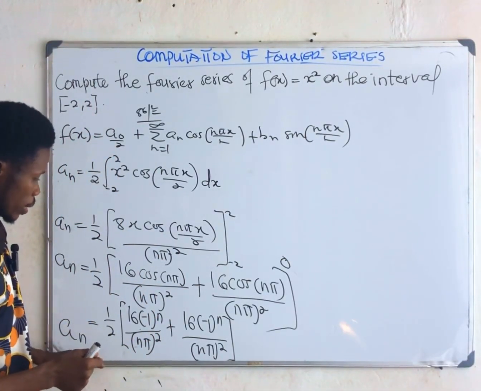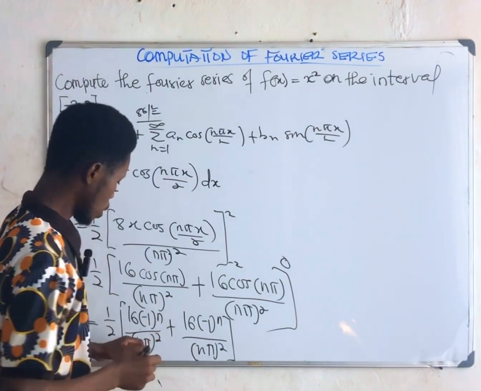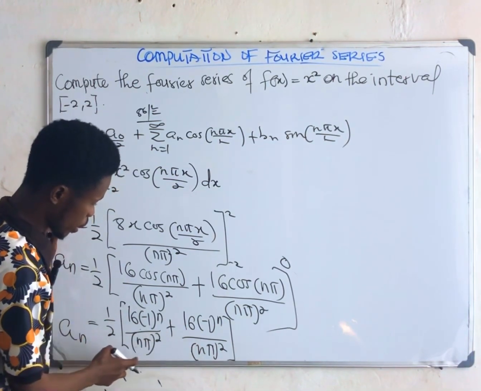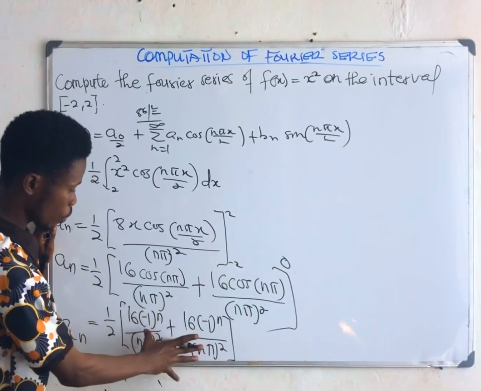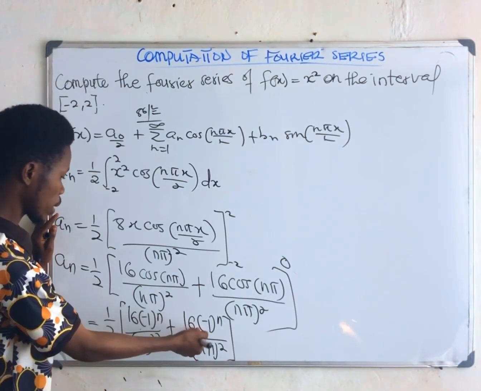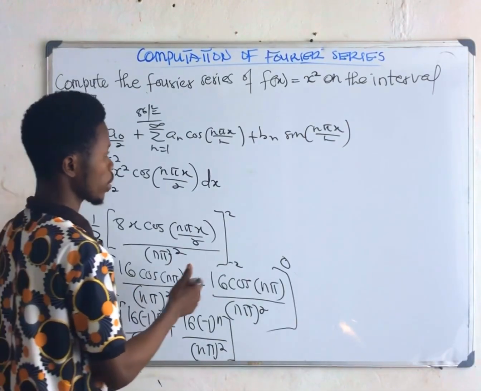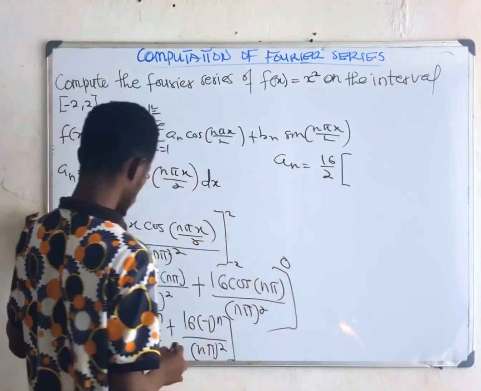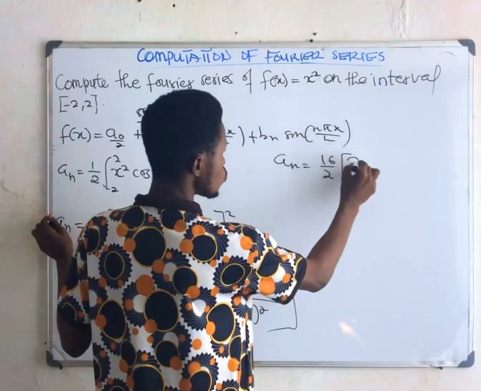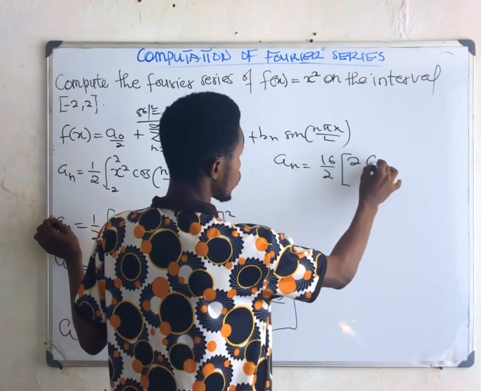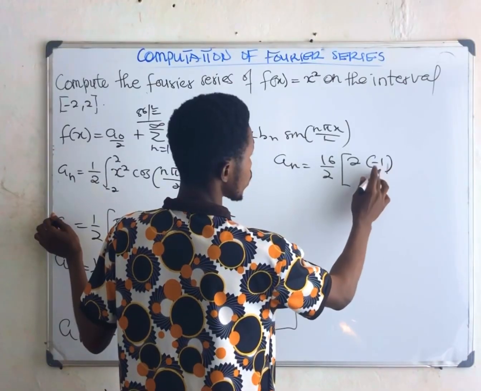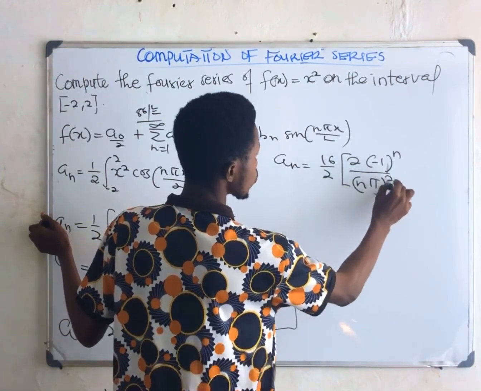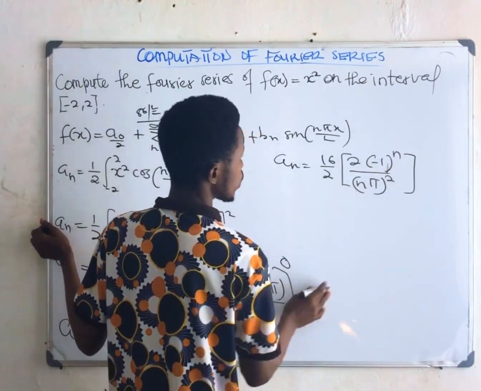So after this, you see, this is 16 and 16. This n pi squared, this n pi squared. It's like they are the same, so it's twice of this, right? So twice of it, or I can factorize the 16 out. Is that okay? If I factor the 16 out, I will have an, 16 over 2 bracket open. This and this, if I add them, I'll get 2, 1 minus negative 1 to the power n, all divided by n pi squared. Is that okay? This is what you are going to have.